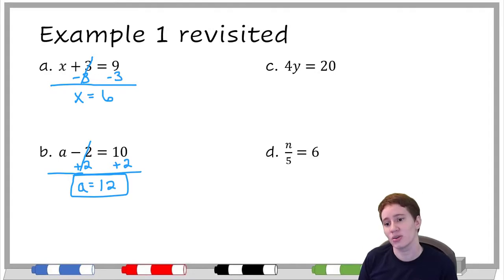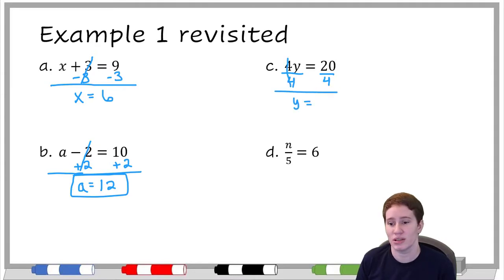Part C. So earlier when we did this, we said this is multiplication. 4 times y equals 20. The opposite of multiplication is division. So we were going to use the division property of equality to divide both sides of this by 4. And get y equals 20 divided by 4. Again, this is essentially the same thing we did earlier. We just did it in our head earlier.